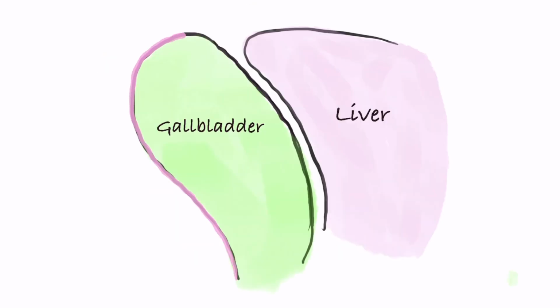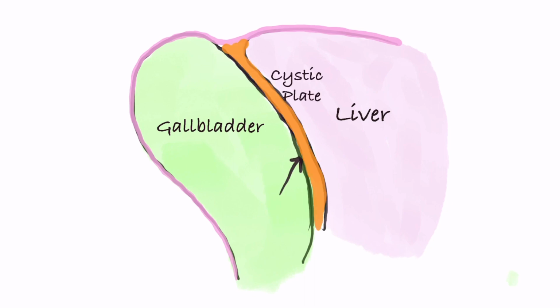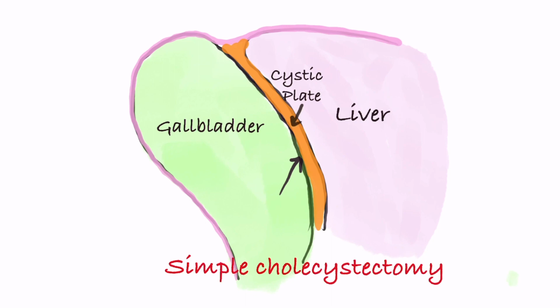Gallbladder is covered by a serosa layer which is continuous with the liver. The hepatic side of the gallbladder is deficient in serosa. Instead, there is a thickened layer called the cystic plate. In simple cholecystectomy, dissection is done between the cystic plate and gallbladder as it is relatively avascular. However, this is why simple cholecystectomy is inadequate for cancer gallbladder, as dissection is close to the gallbladder.